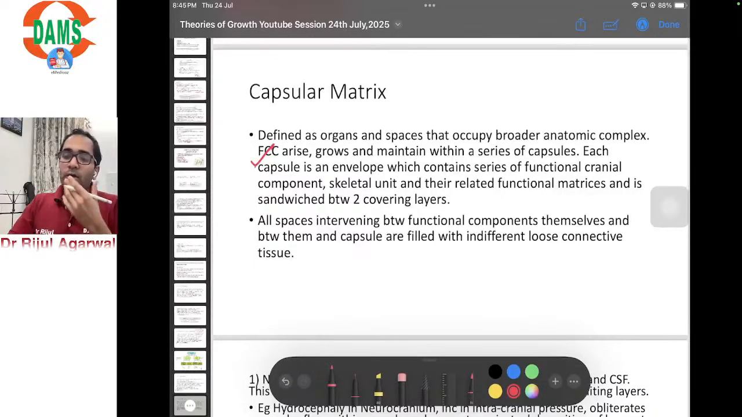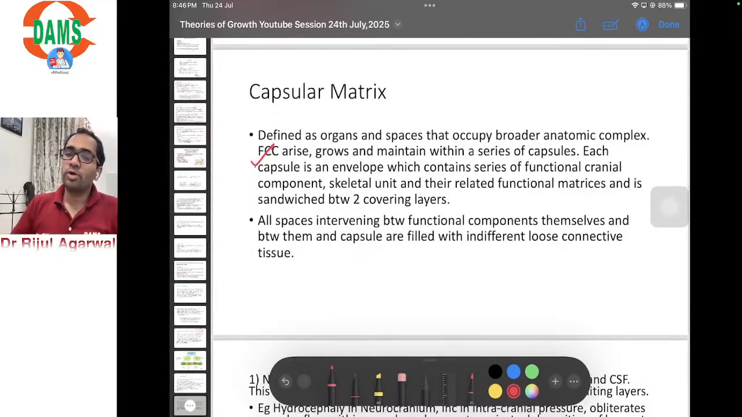So with respect to the craniofacial region, if you want to study, there are broadly two capsules which are present, the orofacial capsule and the neurocranial capsule. What will come in the orofacial capsule? Maxilla, mandible, the surrounding blood vessels, the teeth, the muscles and all that. What will come in the neurocranial capsule? The brain, okay, the skull vault and all that.